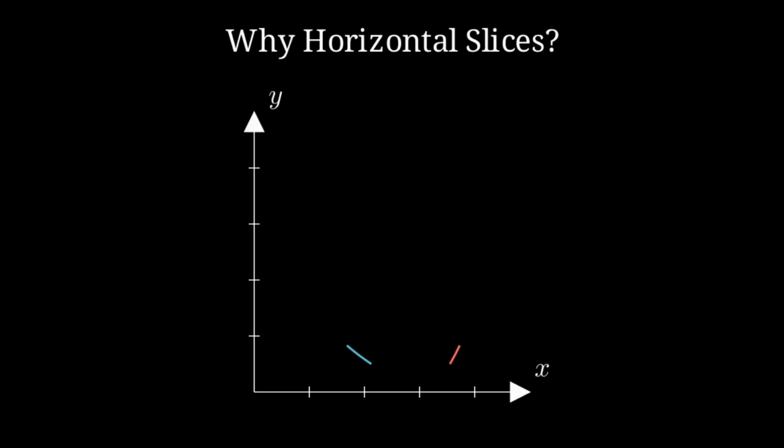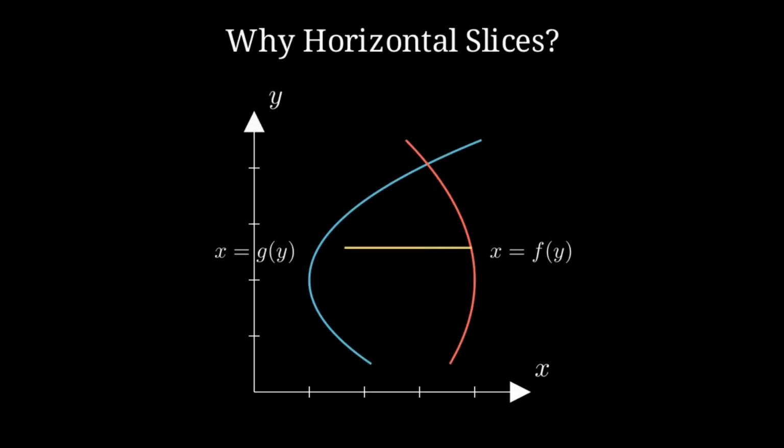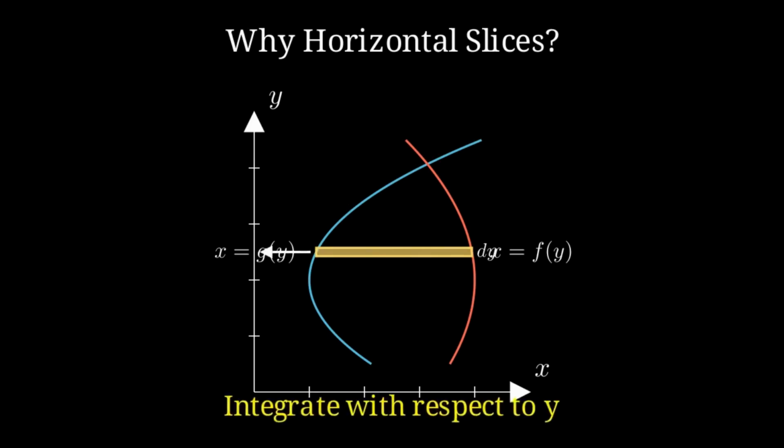When our boundaries are defined as functions of y, or when we rotate around a horizontal axis and want to use the washer method, horizontal slices are often our best friend. This requires us to set up our integral in terms of y, looking at the thickness of our slices as a dy rather than a dx. This shift in perspective is crucial for solving problems involving horizontal rotation.